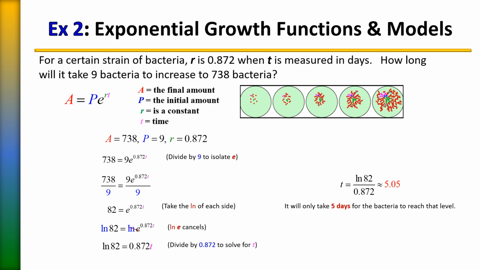And what we have is the natural log of 82 divided by 0.872. And if you calculate that on your calculator, what you're going to get is an approximate decimal of 5.05, which means that it will take only 5 days for the bacteria to reach that level.